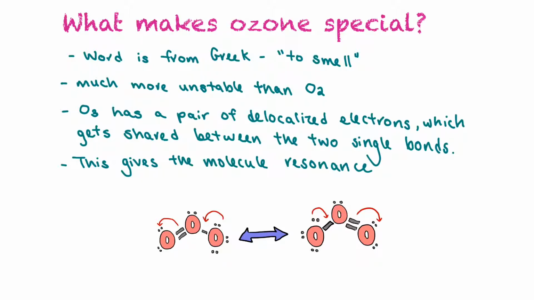Ozone is much more unstable than oxygen. It has a lower bond energy, so it's more easily broken apart. And ozone has a pair of delocalized electrons, which then gets shared between the two single bonds. So this gives the molecule resonance. So sometimes the delocalized pair of electrons will move to here, which then will cause this double bond to move to there, and then sometimes it goes back the other way, so the molecule has resonance.